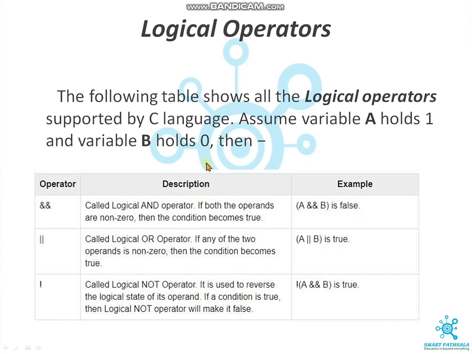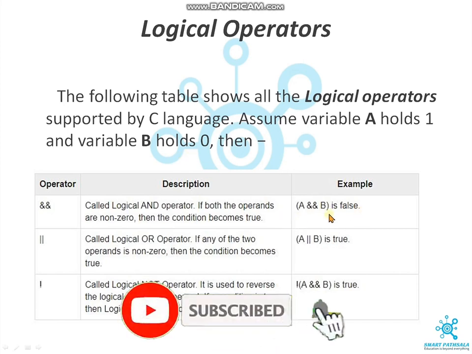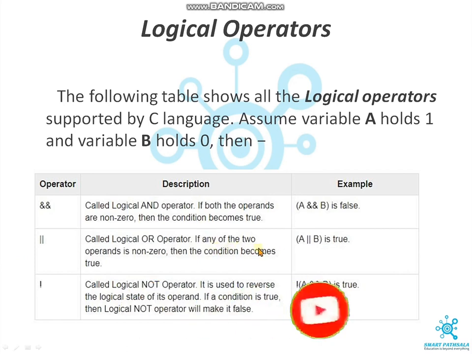So when will it be true? If both A and B are non-zero, that means when B is 1, then the condition will be true. Next one is what? Logical OR. If any of the two operands is non-zero, then the condition becomes true. That means A or B is true. If either of the operands is non-zero, here A is 1 and B is 0, so A or B is true.